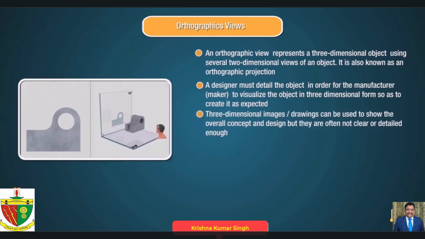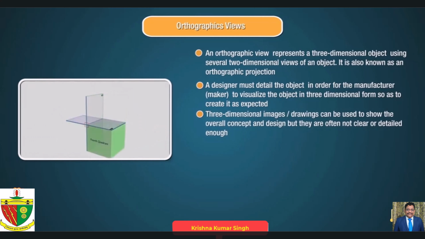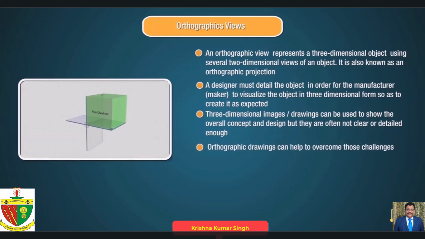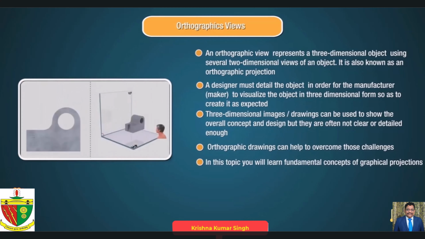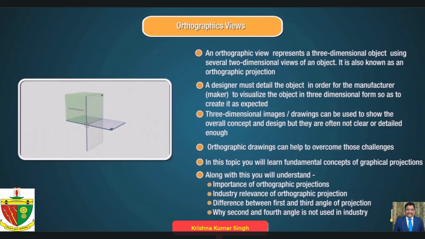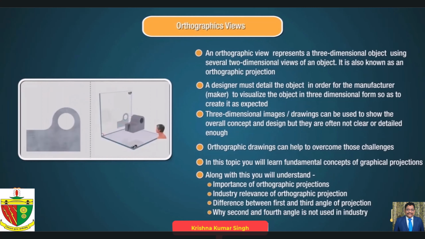Three-dimensional images or drawings can be used to show the overall concept and design, but they are often not clear or detailed enough. Orthographic drawings can help to overcome those challenges. In this topic, you will learn fundamental concepts of graphical projections. Along with this, you will understand importance of orthographic projections, industry relevance of orthographic projection, difference between first and third angle of projection, why second and fourth angle is not used in industry.